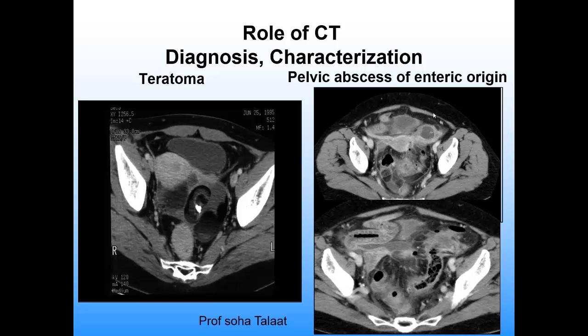Again, if you look only at one cut, you may say that it is a tubo-ovarian complex or tubo-ovarian abscess, because CT cannot characterize 100%, especially if we didn't see the ovaries accurately. But when we searched the other abdominal cuts, we found the cause: it is a peridiverticular abscess due to diverticular disease.